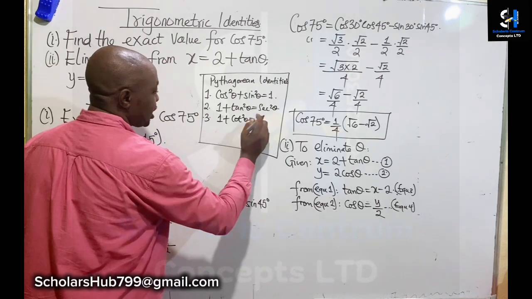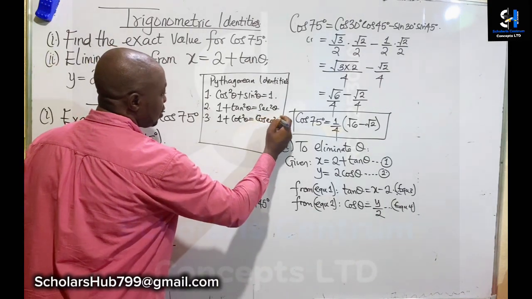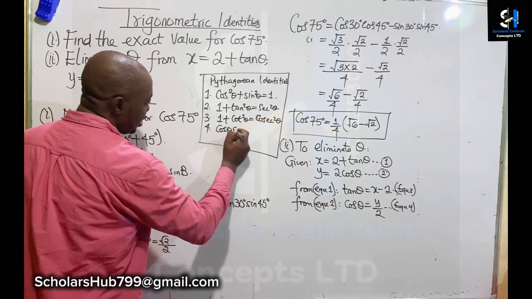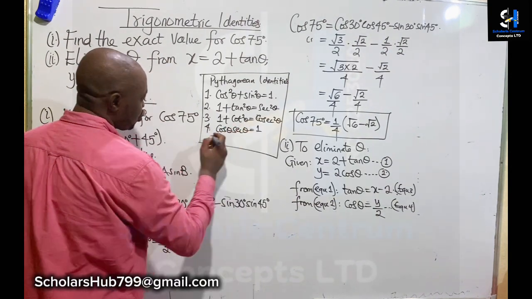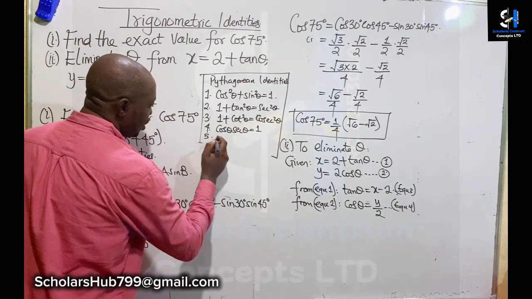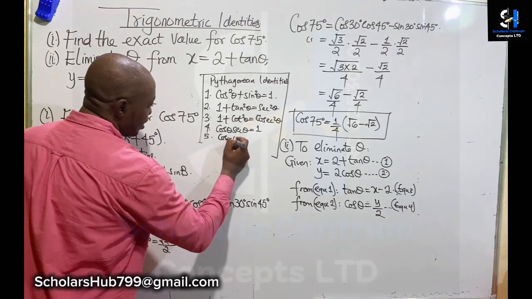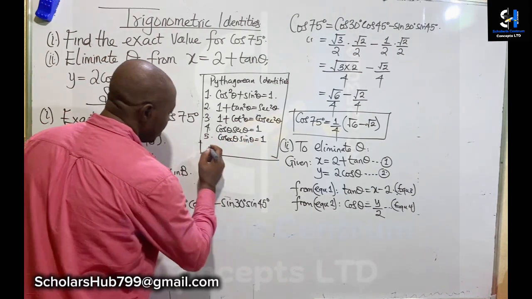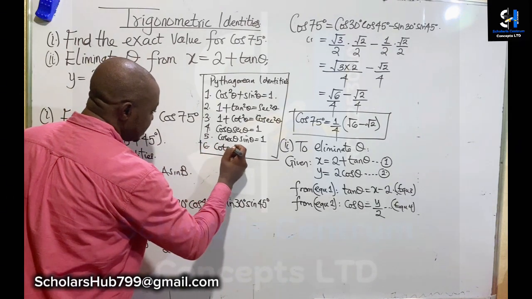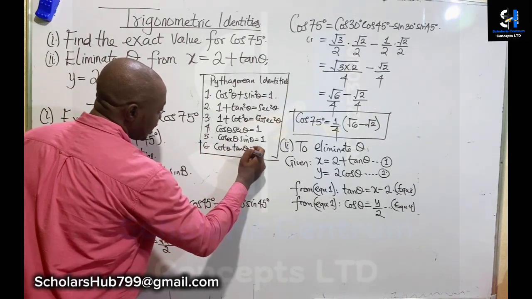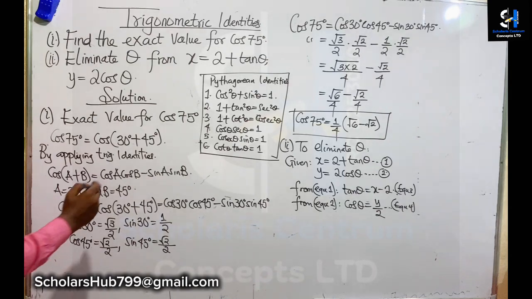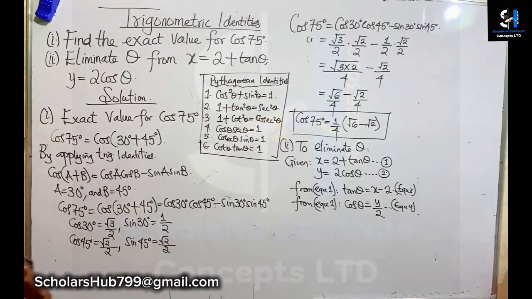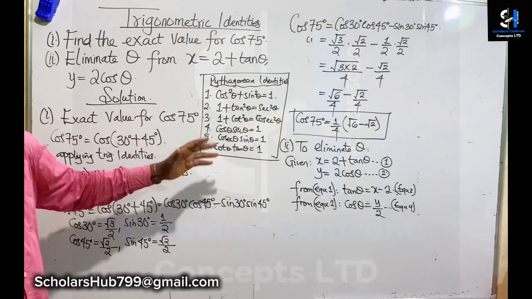cosec² θ. Of course, we can also add these: cos θ times sec θ equals 1, sin θ times cosec θ equals 1, and tan θ times cot θ equals 1. So these are the Pythagorean identities, and we're going to make use of one of these identities.